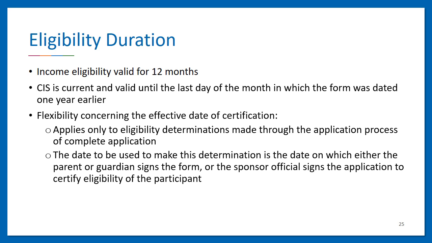Sponsors have flexibility concerning the effective date of certification for program benefits. This flexibility applies only to eligibility determinations made through the application process, of complete applications containing all required information at the time of submission. The date to be used to make the determination is the date on which either the parent or guardian signs the form or the sponsor official signs the application to certify eligibility of the participant. Sponsors must decide which date they will rely on as the effective date and apply this date to all applications.